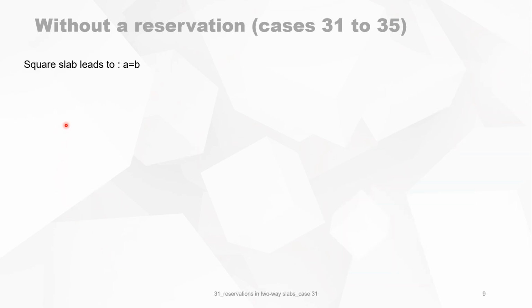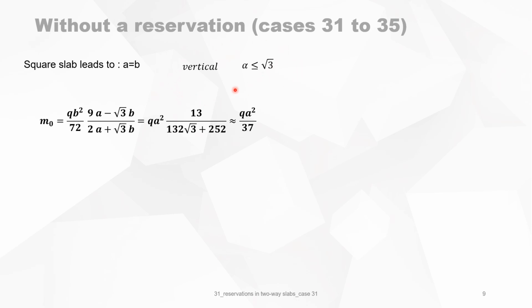Now let's just check the formulas. For a square slab, A is equal to B. It means that alpha is 1. So we are in the situation of the vertical yield lines because alpha is smaller than square root of 3. Then we can use this formula that we've found in the previous slides. And you put A equal to B, and we find Q8 squared over 37, which corresponds well with the value cited in the literature.